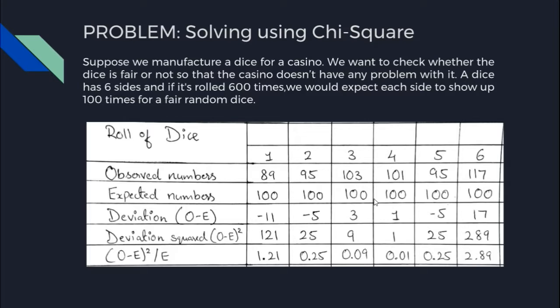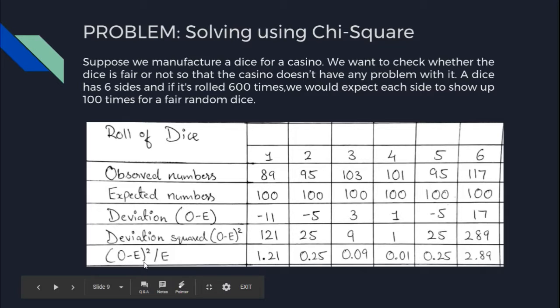Now let's do an actual experiment and roll the dice, and these are my observed numbers. 1 shows up 89 times, 2 shows up 95 times, and so on till 6. Now let's go ahead and do the calculations for chi-square. Deviation is calculated by O minus E and the values are shown below. And the deviation squared, which is given by (O minus E) whole squared, is 121, 25, and so on.